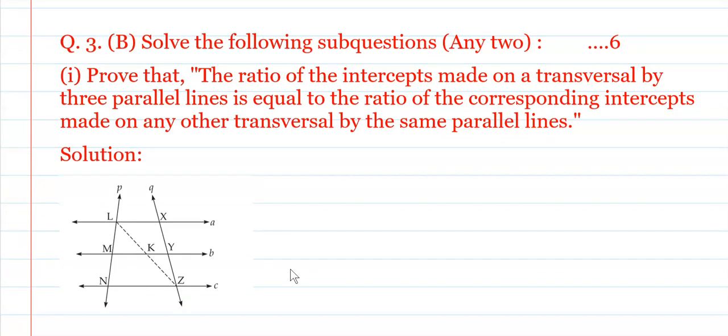Next question, solve the following sub-question. Any two for the 6 marks. Prove that the ratio of the intercepts made on a transversal by 3 parallel lines is equal to the ratio of the corresponding intercepts made on any transversal by the same parallel lines.